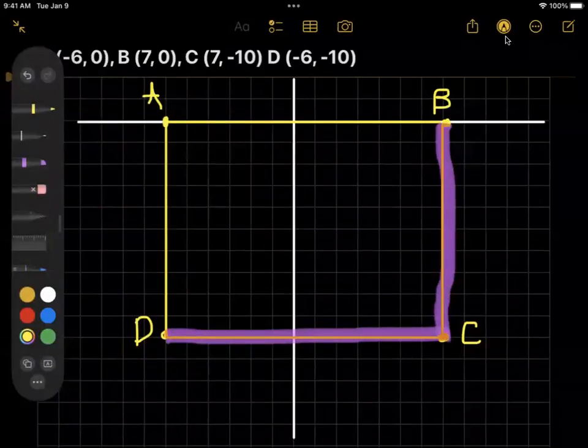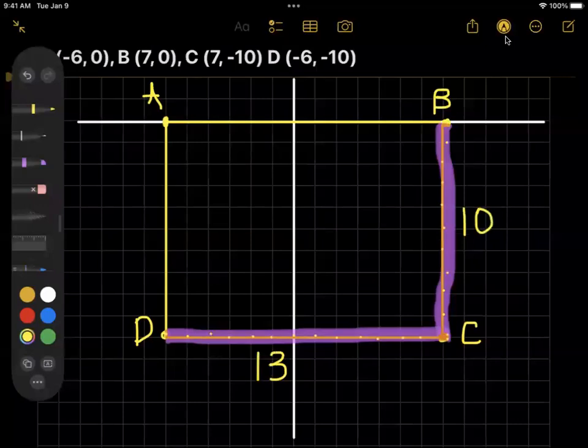So if I was going from D to C, I would start with D as 0 and then count 1, 2, 3, 4, 5, 6, 7, 8, 9, 10, 11, 12, 13. So the distance between D and C is 13, which means the width of the shape is 13 units. Now let's see the distance between B and C. If I start at B and go down to C, B is 0, then 1, 2, 3, 4, 5, 6, 7, 8, 9, 10. So the distance between B and C is 10 units.